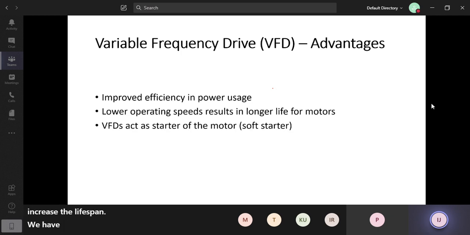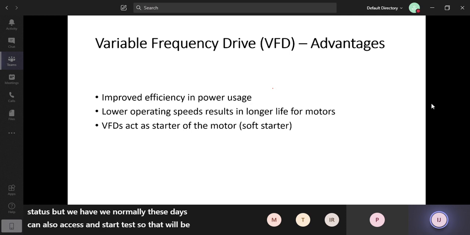VFDs can act as a starter of the motor. Normally, three-phase induction motors require a starter to reduce the starting current. For that purpose, different techniques are normally used. We might have learned direct online method, star delta starter, soft starter, or electronic starters. But VFDs these days can also act as a starter. So that will be an added advantage with VFDs.